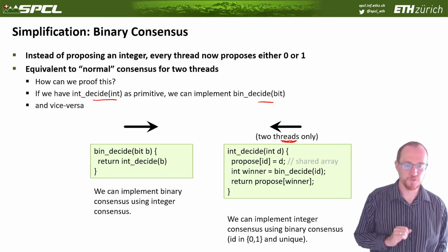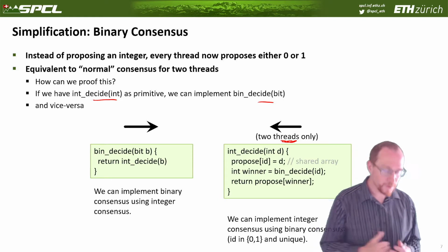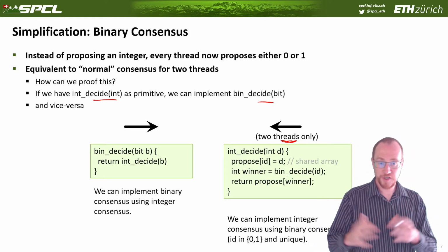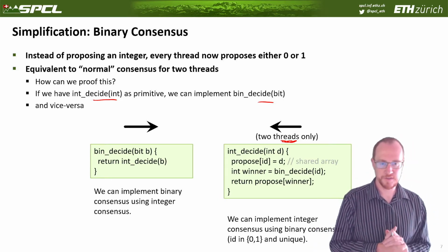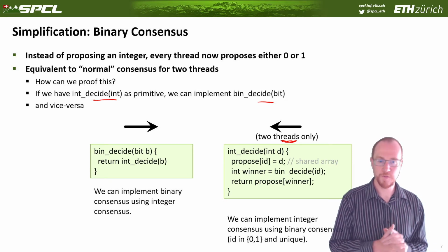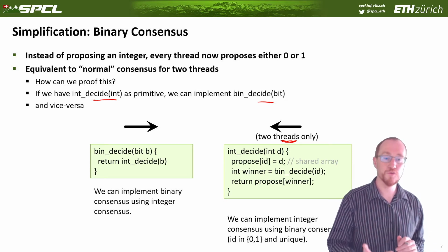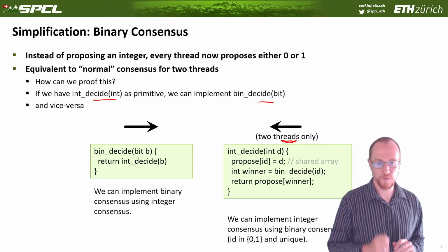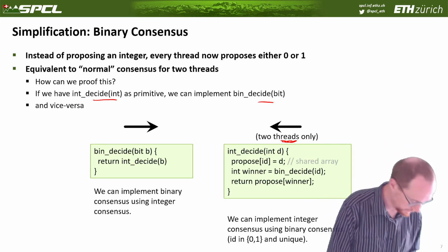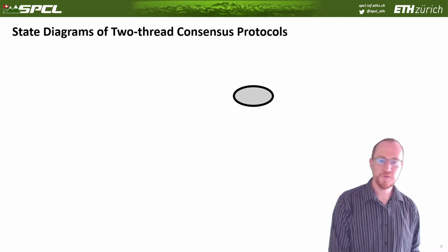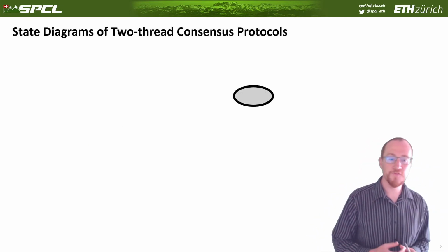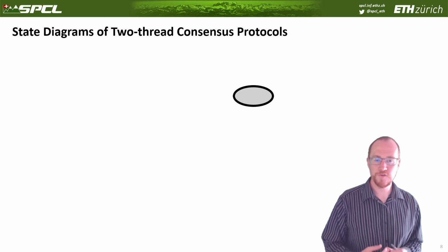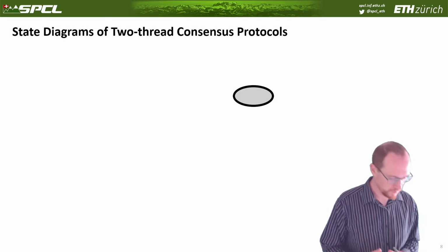It only works in the two-process case, of course, but now we have reduced the general consensus to binary consensus. So a huge reduction. So we went from an arbitrary number of processes to two processes, and from an arbitrary number of bits, essentially, to 1 bit, 2 states. Okay, so this is now the simplest possible formulation. And now I can actually give you a full state diagram of any two-thread consensus protocol. So what does that mean?